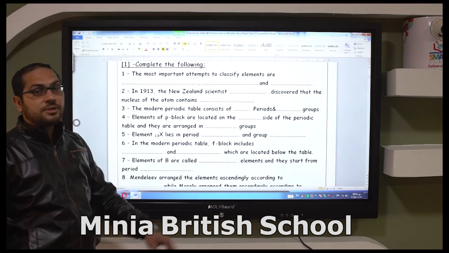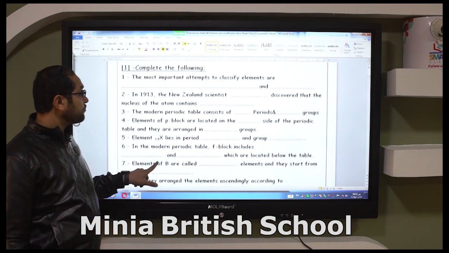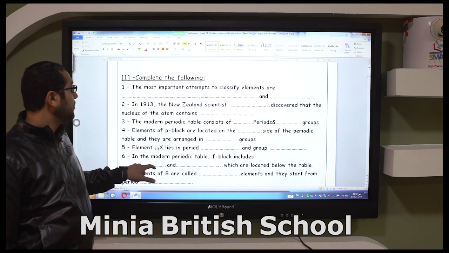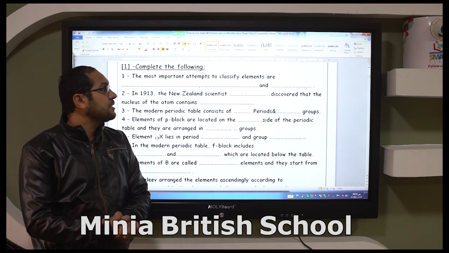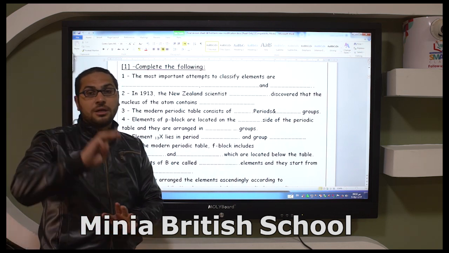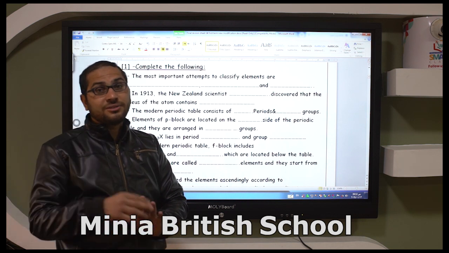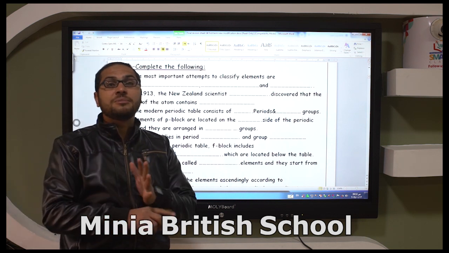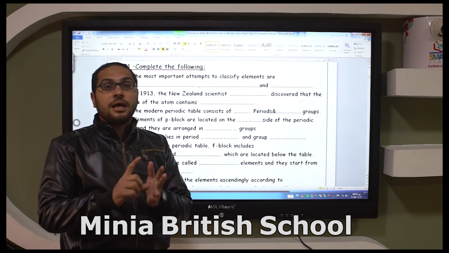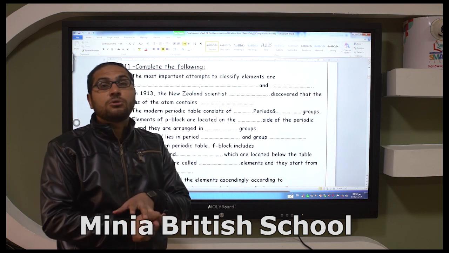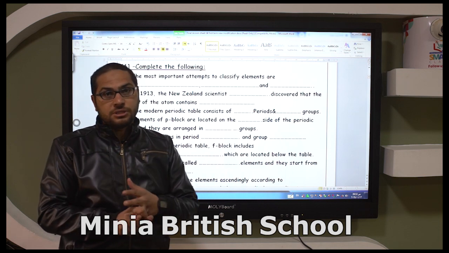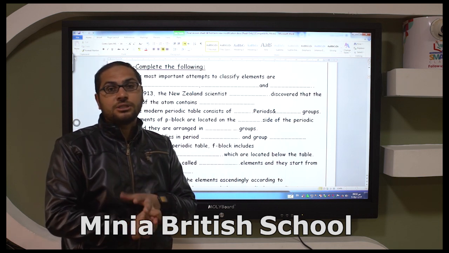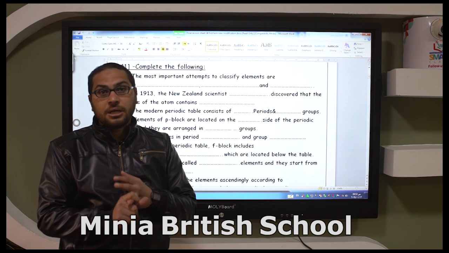Okay, so we will start with the first one, unit 1. The most important attempts to classify elements: we have three attempts by different scientists. The first one is Mendeleev's periodic table, and he arranged his table according to the atomic weight. The second one is Moseley's periodic table, and he arranged his table according to the atomic number.